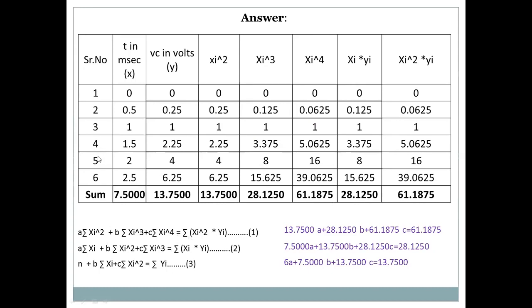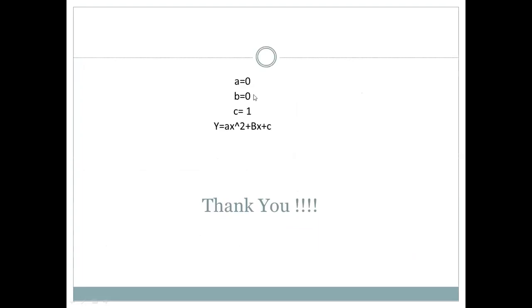So after getting all these sums and putting in these normal equations, we'll get these three equations in the form of a, b, and c. Solve these three simultaneous equations. You will get a equal to 0, b equal to 0, and c equal to 1. So you will get here y equal to c.